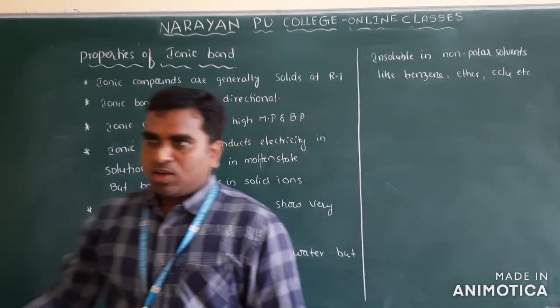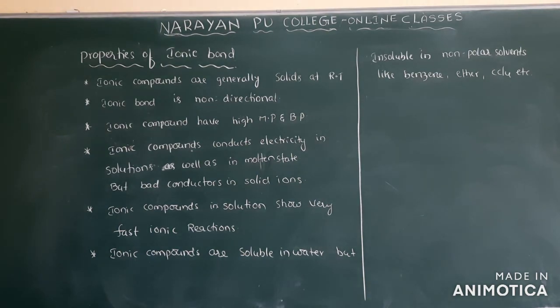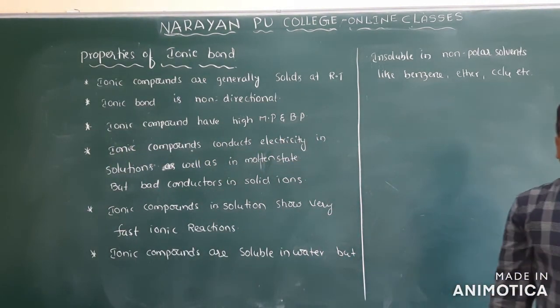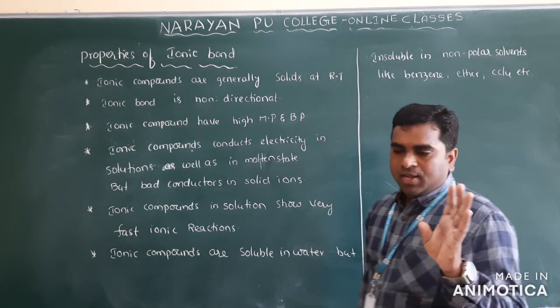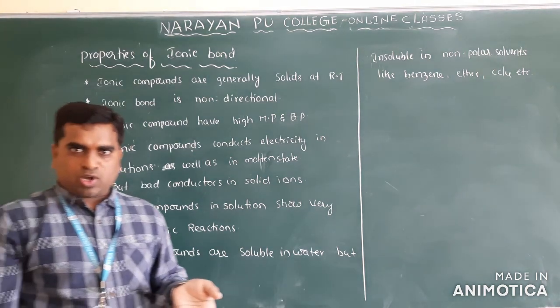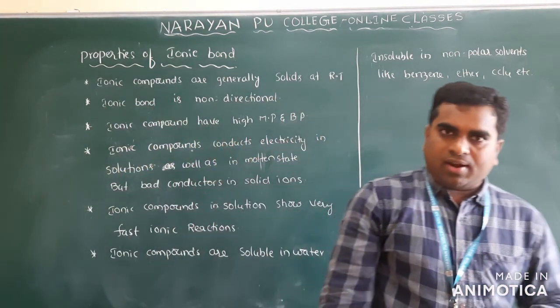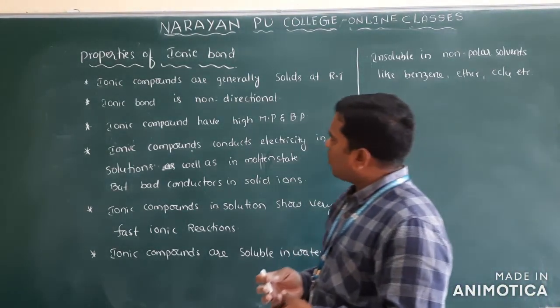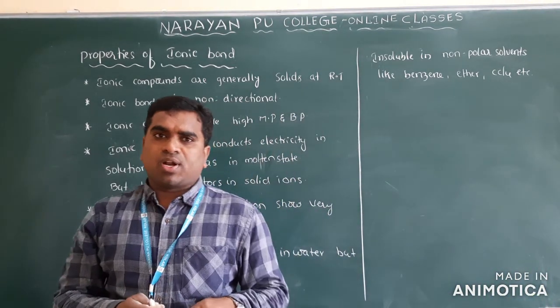So the next one, the last one, is properties of ionic compounds. The factors affecting ionic compound formation I have already discussed. You know how many points we have discussed there: cation size, anion size, charge, and pseudo-noble gas electronic configuration is favored. And for ionic bond formation, the last one is lattice energy. Now, here are some properties of ionic compounds. Lattice energy is a very important concept.